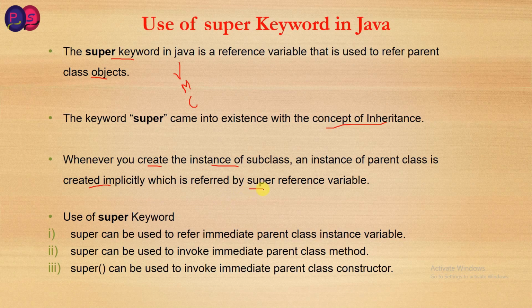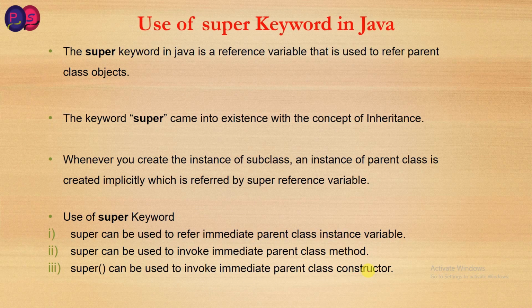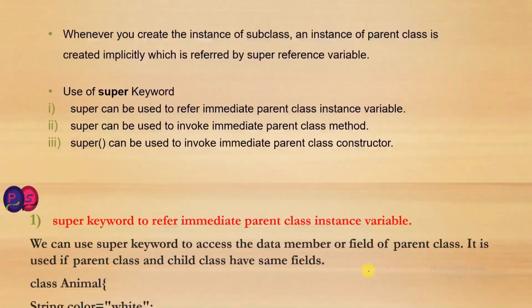So there are three uses of super keyword. First, super can be used to refer to the immediate parent class instance variable, second, to invoke immediate parent class methods, and third, to invoke the immediate parent class constructor. So we will see the three uses of super keyword one by one.